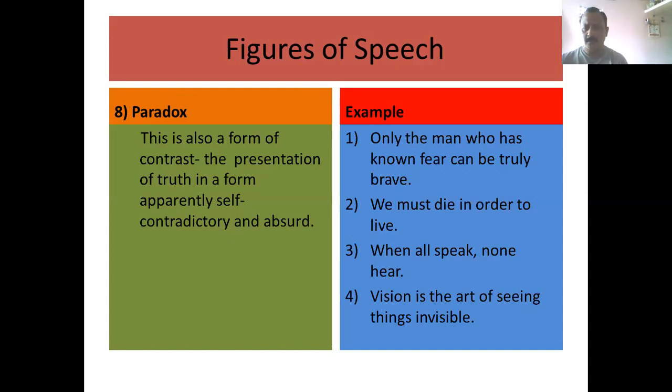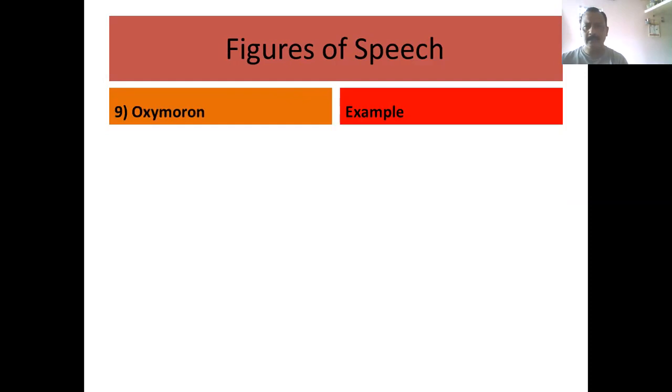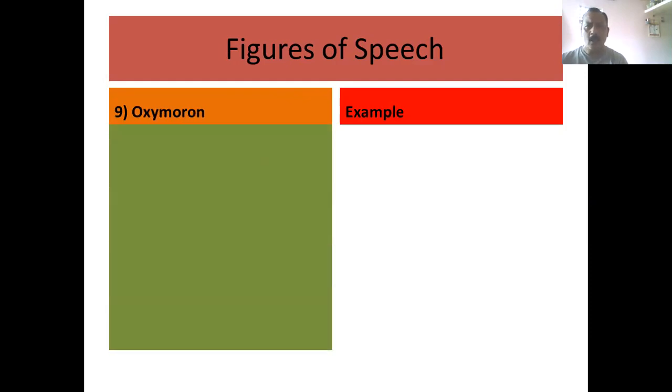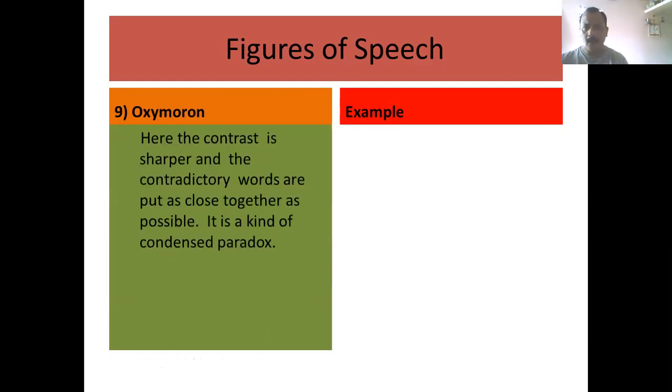Have you understood? Okay. Then the next figure which we are going to see here is oxymoron. What is oxymoron? Here the contrast is sharper and the contradictory words are put as close together as possible. It is a kind of condensed paradox. Condensed means made short, or a shortened paradox. In a short form, the paradox is there.